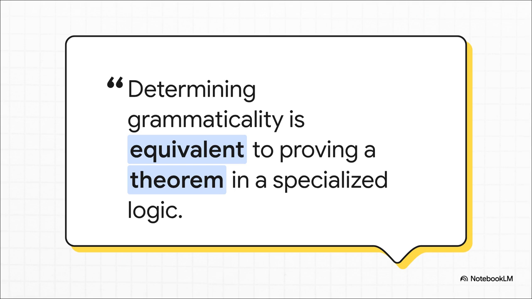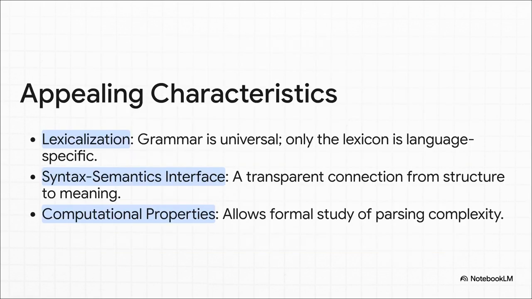So in his framework, checking if a sentence is grammatical is literally the same thing as proving a theorem in logic. The words are your starting points, your axioms, and the combination rules are your rules of inference. And when you start treating grammar like logic, you get some absolutely incredible benefits. First, like we said, you get this universality. The logic is the same everywhere, just the dictionaries are different. But even more importantly, you create this beautiful, transparent bridge between a sentence's structure and its actual meaning. And finally, you can analyze language with the same mathematical rigor we usually save for computer programs.